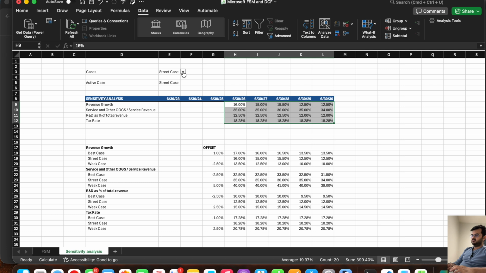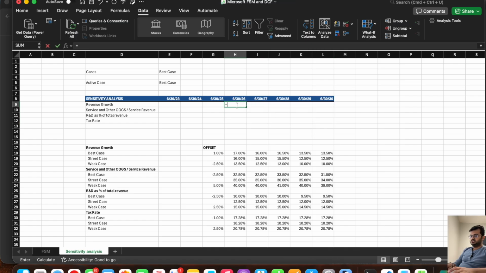But if we switch from, say, the street case to best case, we wanted these numbers to be replaced by the first row of each and every segment. This is what we need. So this is where I would write a very simple Excel function to get the number I need. I'm just going to remove this for now and start doing the OFFSET function.